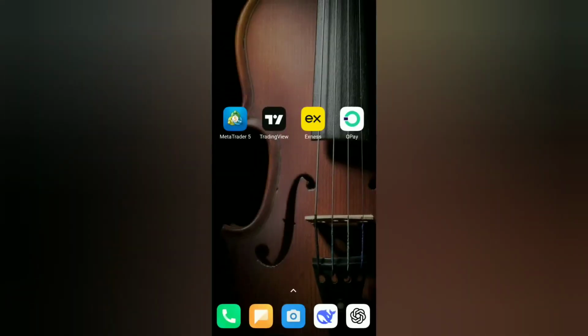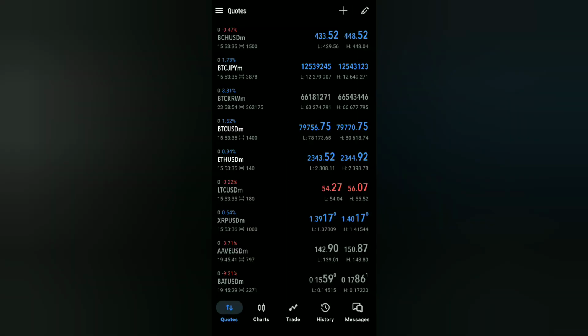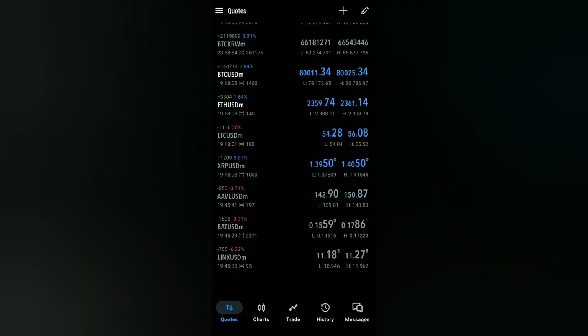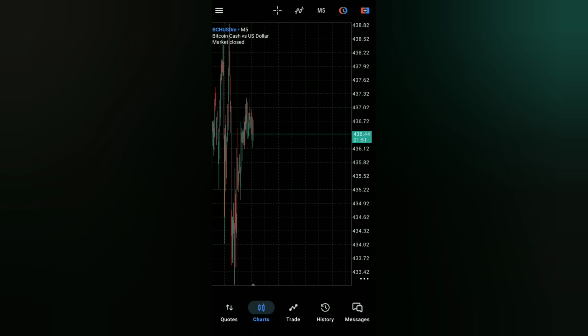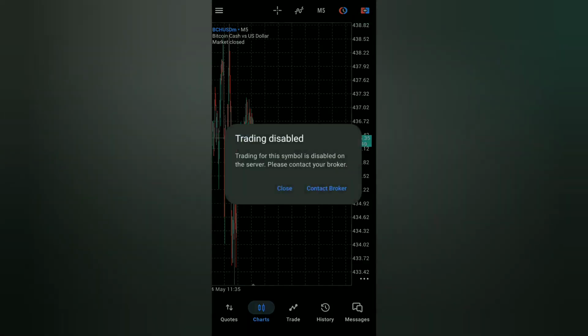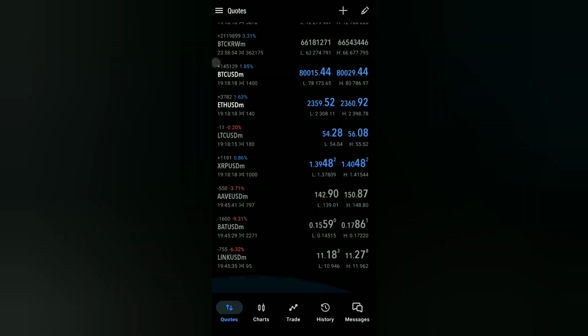So now, having linked your Essence account to your MT5, just click on MetaTrader 5, that is MT5. Now look at how it's looking. All these things you are seeing here are not real forex pairs. You cannot trade them. If I click here, you see it says contact broker. You cannot trade all these pairs here.